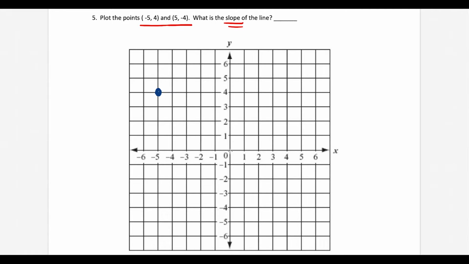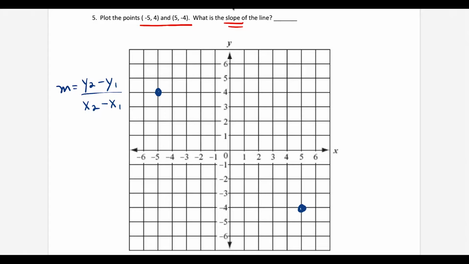And now the second point, we're going to the right 5, down 4. So we're going to the right 1, 2, 3, 4, 5, and down 1, 2, 3, 4. And now the next thing we want to do is find the slope of the line that connects them. And to do that, we're going to use this formula. The slope is y2 minus y1 over x2 minus x1.